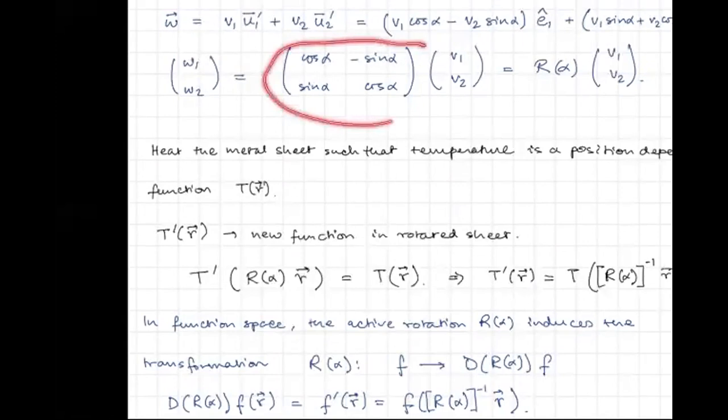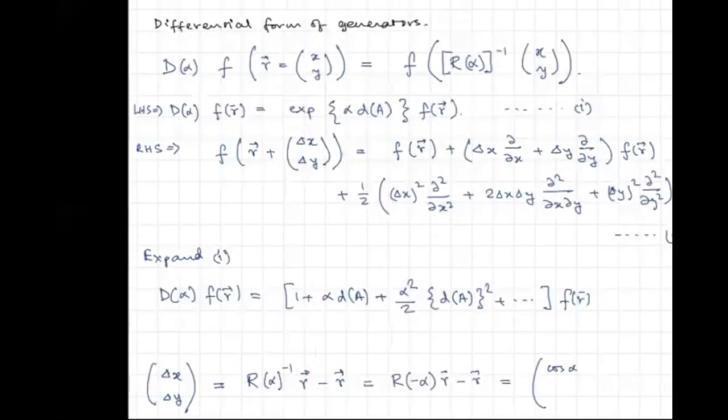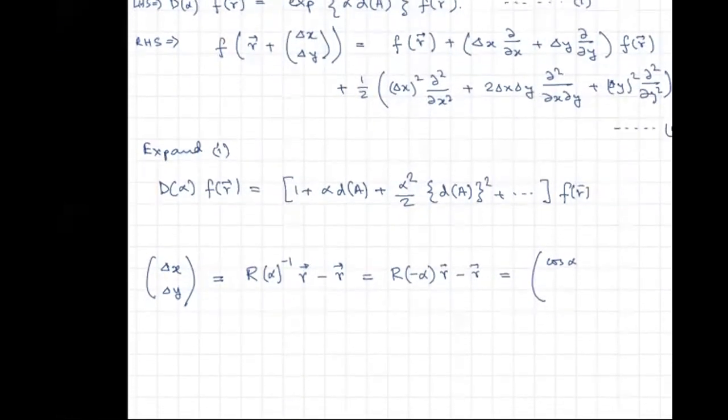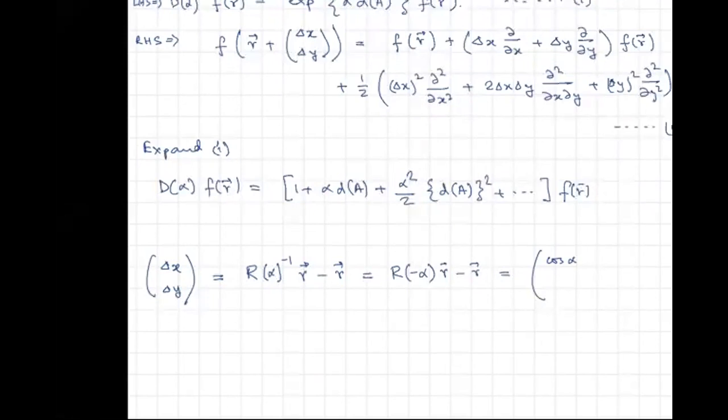This is the matrix R which we have, and we need to turn the alphas around. So what we'll have is cos alpha, minus sine alpha becomes plus sine alpha, minus sine alpha becomes..., cos alpha, acting on delta x, delta y, minus delta x, delta y, right? So that is what we will have.